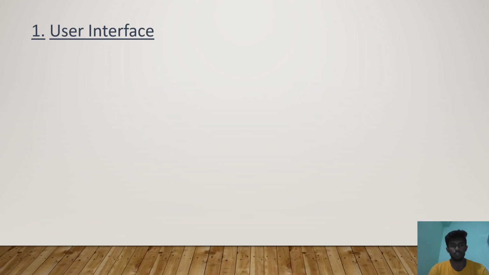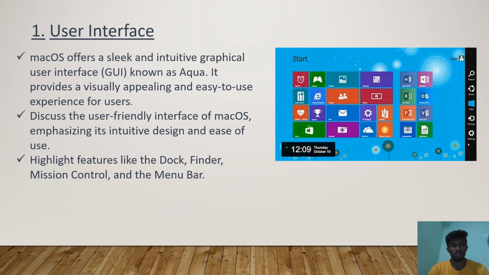The first one is the Mac user interface. In the user interface, Mac OS offers a sleek and intuitive graphical user interface known as Aqua, and it provides a visually appealing and easy-to-use experience for the users. It discusses the user-friendly interface of Mac OS, emphasizing its intuitive design and ease of use, and highlighting features like the dock, Finder, Mission Control, and the menu bar.